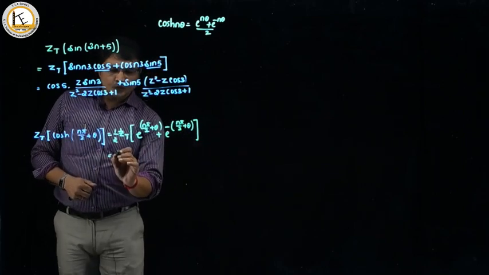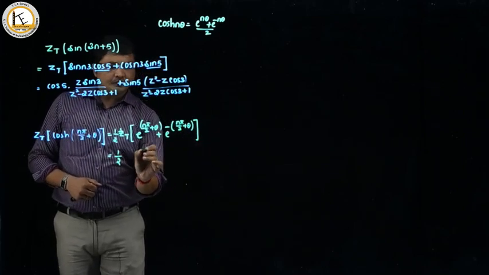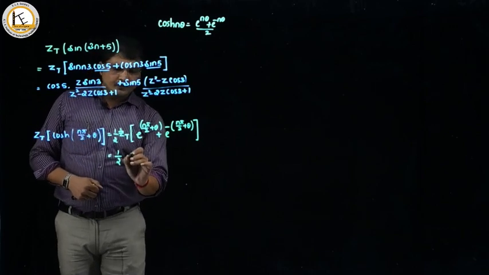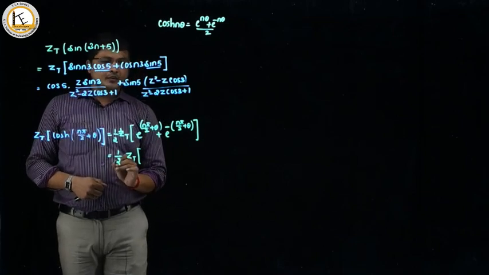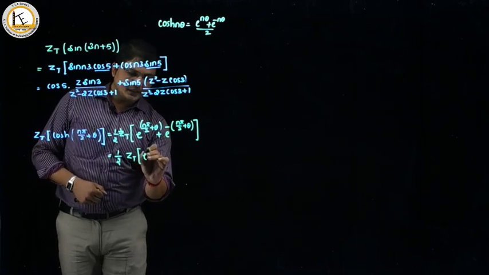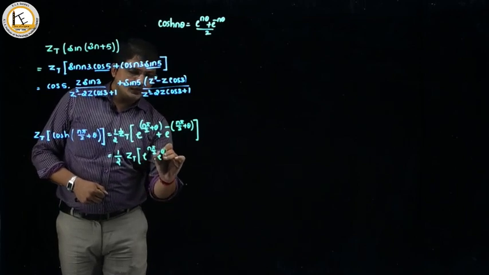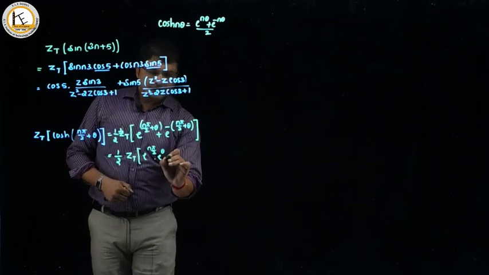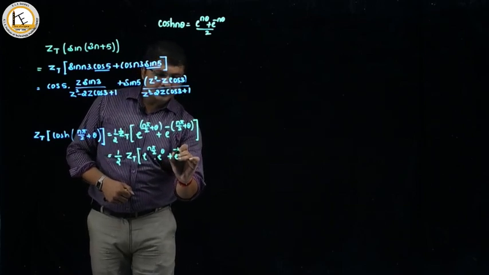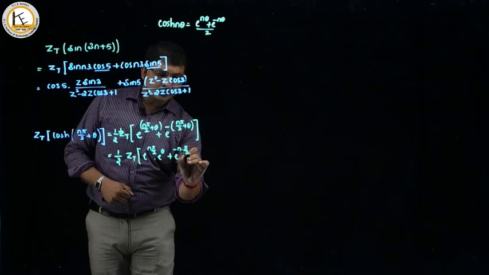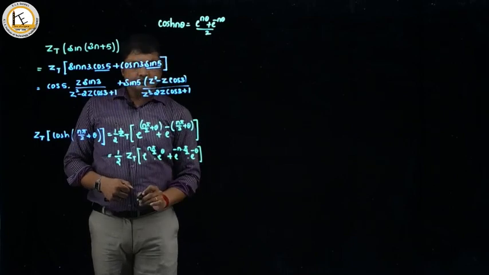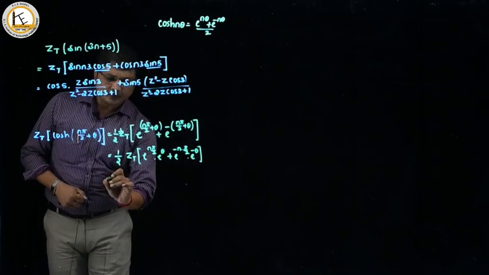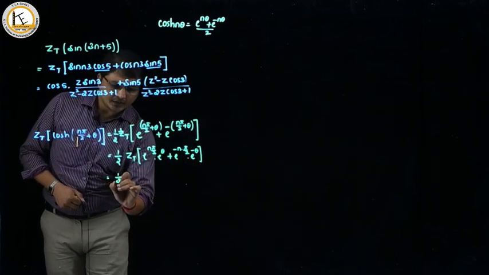So 1 by 2 as it is. Now I am going to simplify. Z transform of e raised to (n pi by 2 plus theta) can be written as e raised to n pi by 2 into e raised to theta. Similarly here also, e raised to minus n pi by 2 into e raised to minus theta. Simplifying it further, it is 1 by 2 as it is.